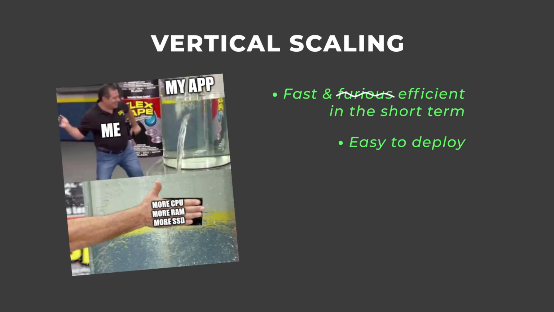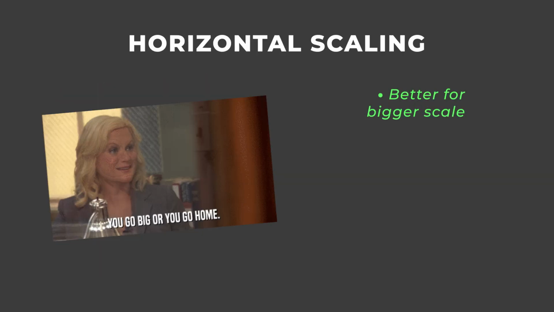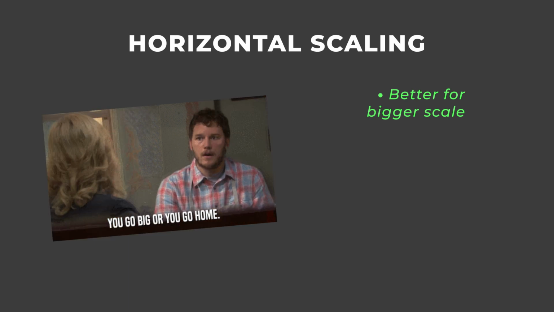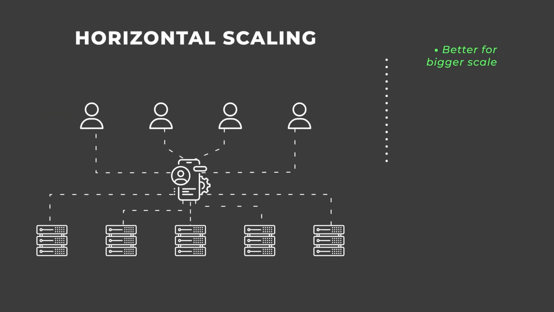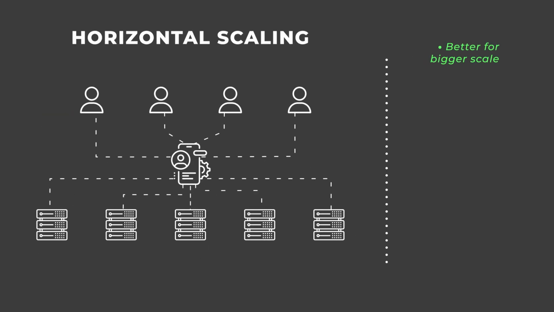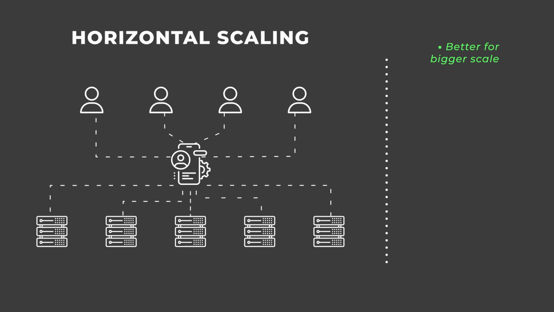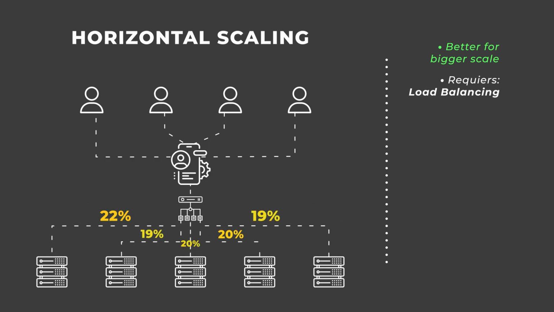Now, you might be asking, which is better? Well, vertical scaling is like that quick fix, fast and efficient in the short term, but horizontal scaling is usually the better long-term bet if you want to go big. It's just a little more work, because coordinating multiple machines is about as fun as herding cats. Load balancing, network communication, and keeping data in sync become your new hobby.